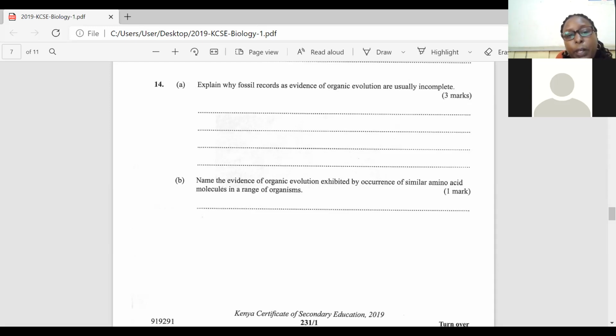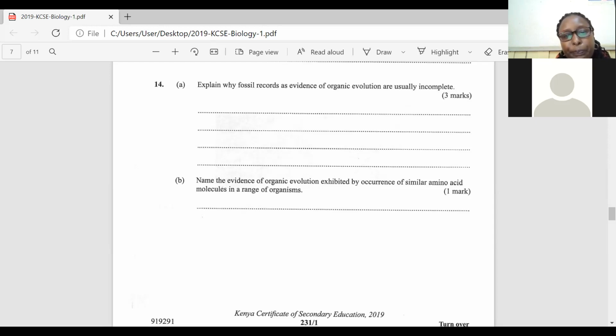That is on evolution, and the student had to explain why, when we are using the fossils as evidence, they are usually incomplete, where they would bring out points like being distorted maybe by natural effects, also eaten by the scavengers, or some of them also would have had soft parts which would not fossilize. So such are the points which we expected.